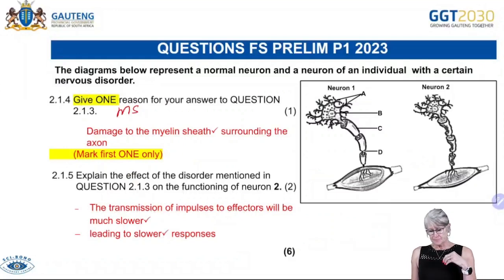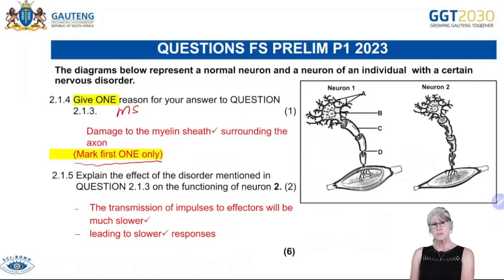Now, you can write down 5 or 6 different reasons if you want to, but the markers are only going to have a look at your very first point that you have written down. And that is because on the memo we write mark first one only.